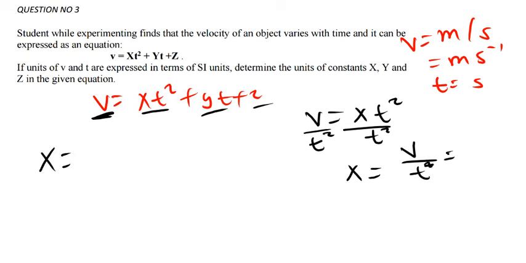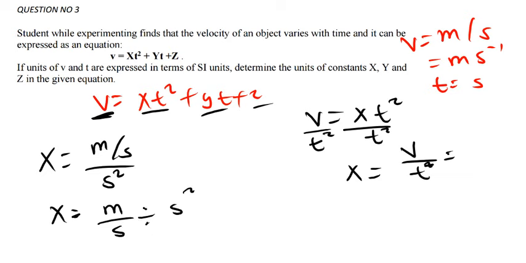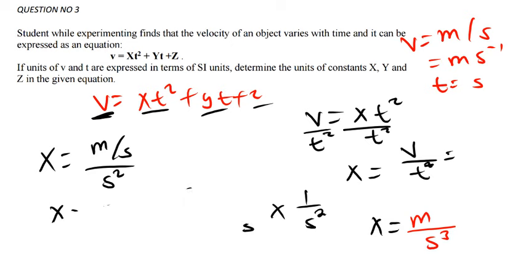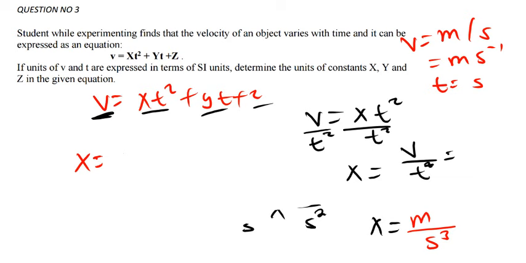So x will be, my v is meters per second. My t is s squared, because it's t squared. This can be expressed as m divided by s, then divided by s to the power 2, like that. So it can be m over s times 1 over s squared. Then we can clearly see that we are going to have our x to be equal to meters divided by s to the power 3. So x will be equal to m s to the power negative 3. So these are the SI units for x in that case.